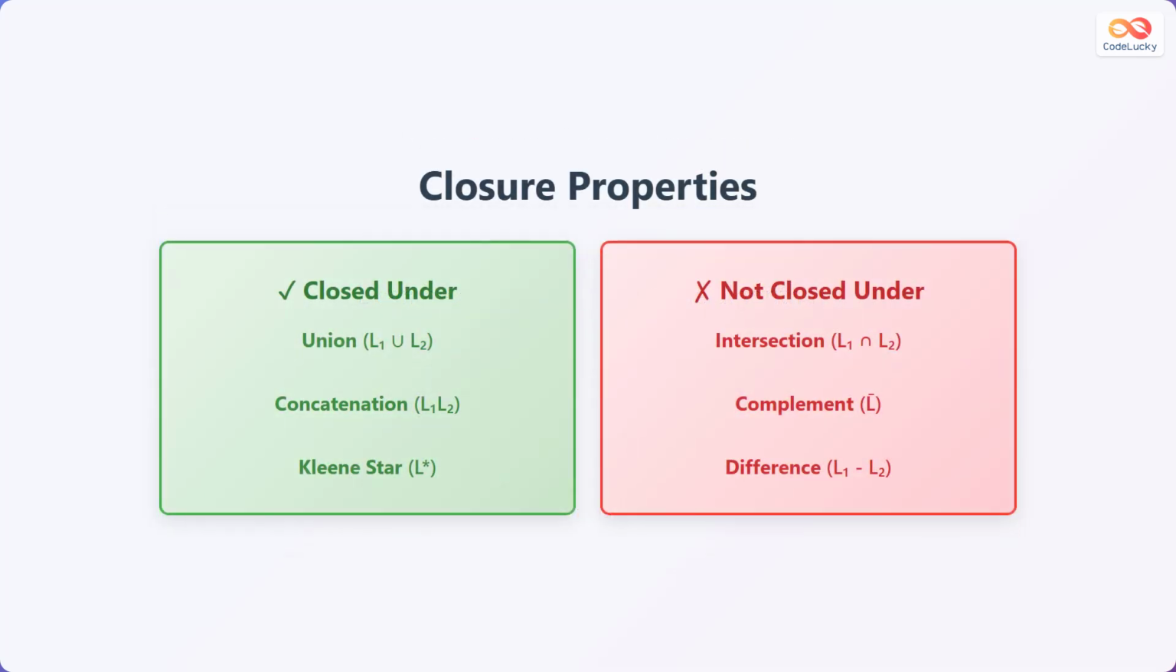Recursively enumerable languages exhibit specific closure properties under certain operations. RE languages are closed under union, which means if we take the union of two RE languages, the resulting language is also RE. Similarly, RE languages are closed under concatenation and the Kleene star operation. However, RE languages are not closed under intersection, complement, or difference. Applying these operations to RE languages might result in a language that is not recursively enumerable.